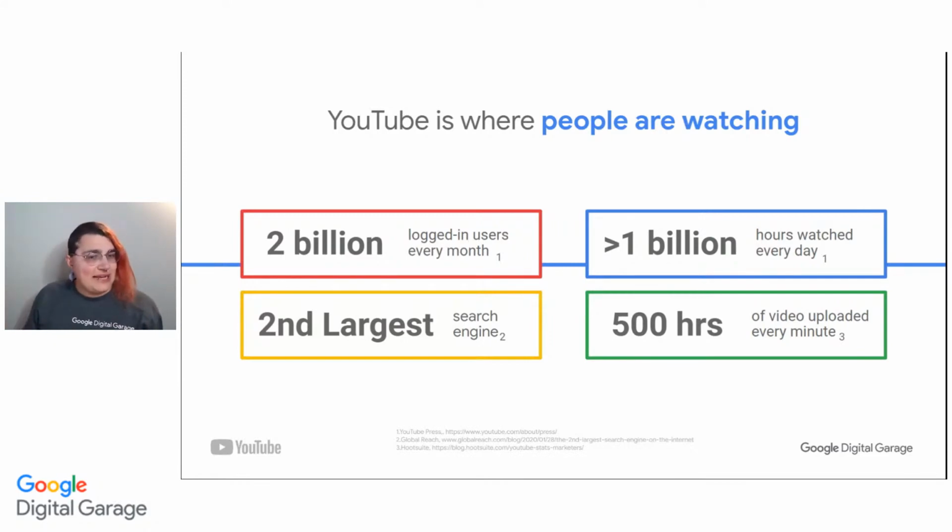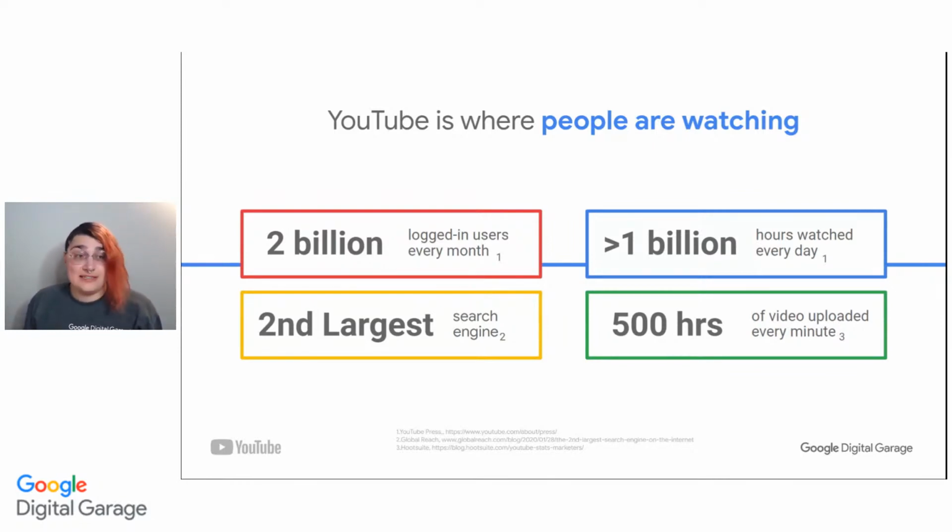It can get intimidating, these figures, and I do want to just point out that, yes, there are 2 billion users every month. That's a lot of people, a big potential audience, but they are also all watching a huge range of different content creators. So there's a lot of room still for new creators and new content that are part of that 500 hours of video that is uploaded every single minute. And of course, it's also the second largest search engine in the world.